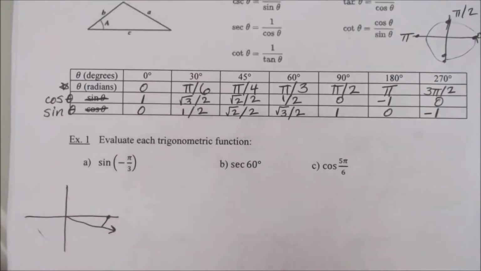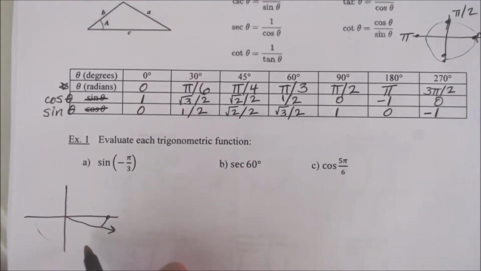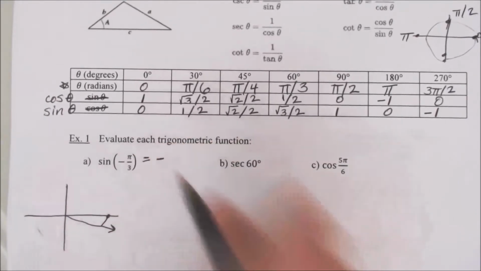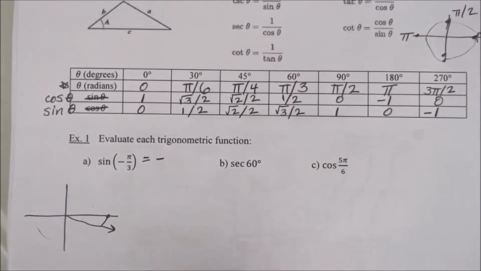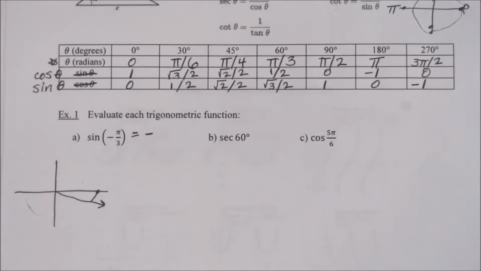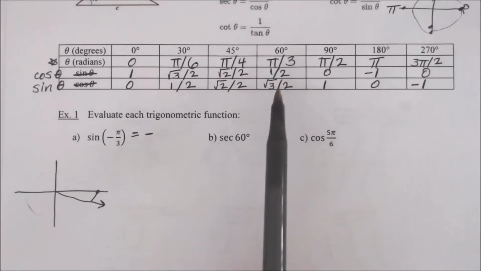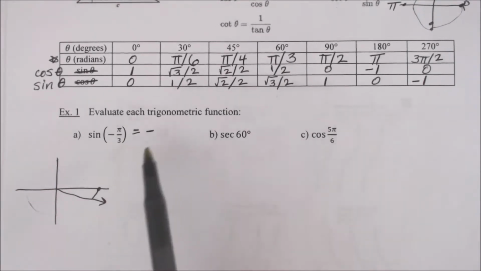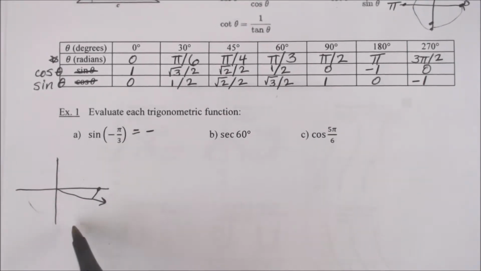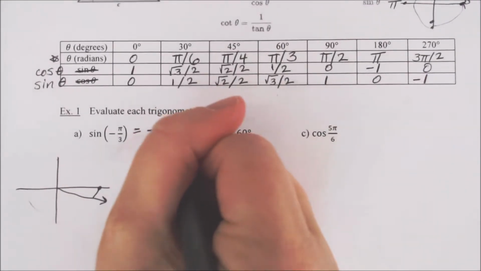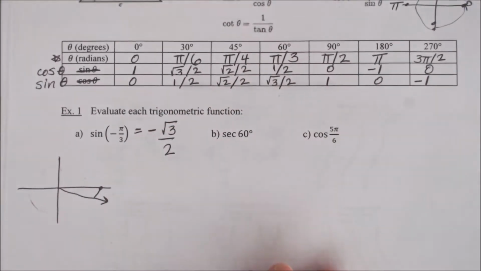which puts me in quadrant 4. So in the fourth quadrant, think about sine. Sine is the y-coordinate, so would the value in the fourth quadrant for the y-coordinate be positive or negative? That would be negative. So we know it's going to be negative something. Now what is it going to be? Well, it's going to be the same thing as the value at pi over 3. So if I have the sine of pi over 3 memorized, which I do, that's square root of 3 over 2, I know that the sine of negative pi over 3 in the fourth quadrant is going to be negative square root of 3 over 2.